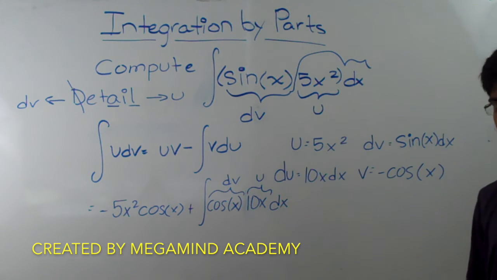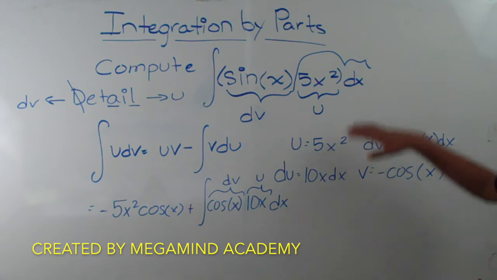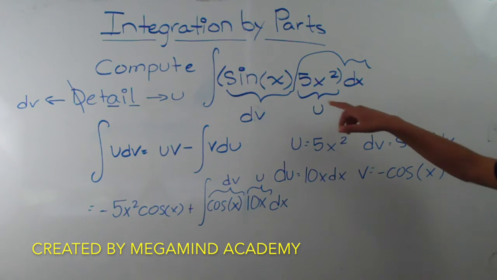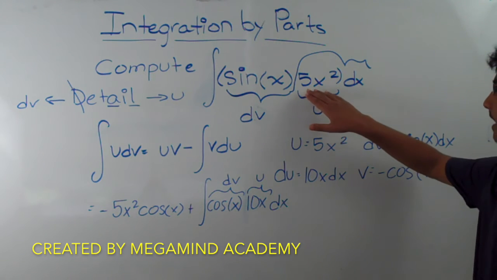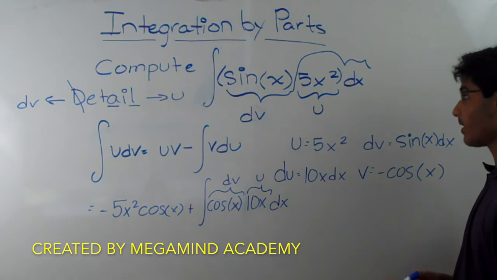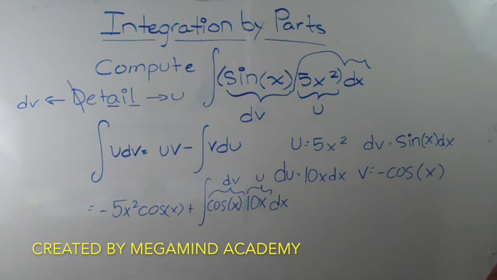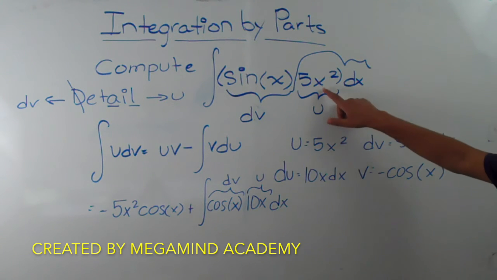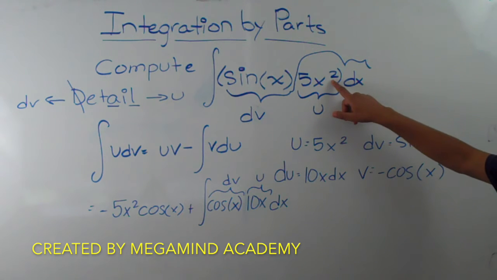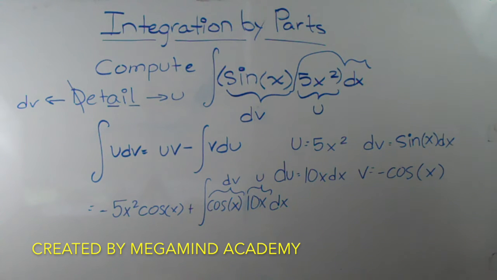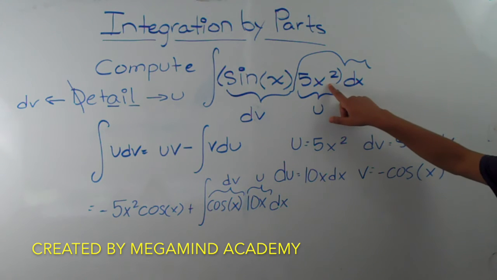Now, as we can see something here. If we look back at this original function, we see that we have 5x squared. So whenever we have a u that's an algebraic function like 5x squared, the number of times you have to take the derivative to get rid of the x's is the number of times that you have to do integration by parts. Or you can just say that the number in the exponent is the number of times that you have to do integration by parts.